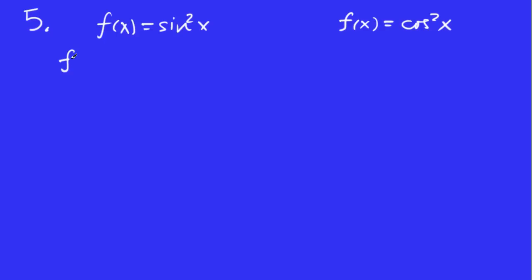How about we look at the two functions f of x equals sine squared x and f of x equals cos squared x. What are those derivatives? Well, we don't have a formula for sine squared x, that's for sure. So how are we going to do this? Well, the little trick would just be to remember, sine squared means sine x times sine x. And now this is a product, right? So we can do its derivative.